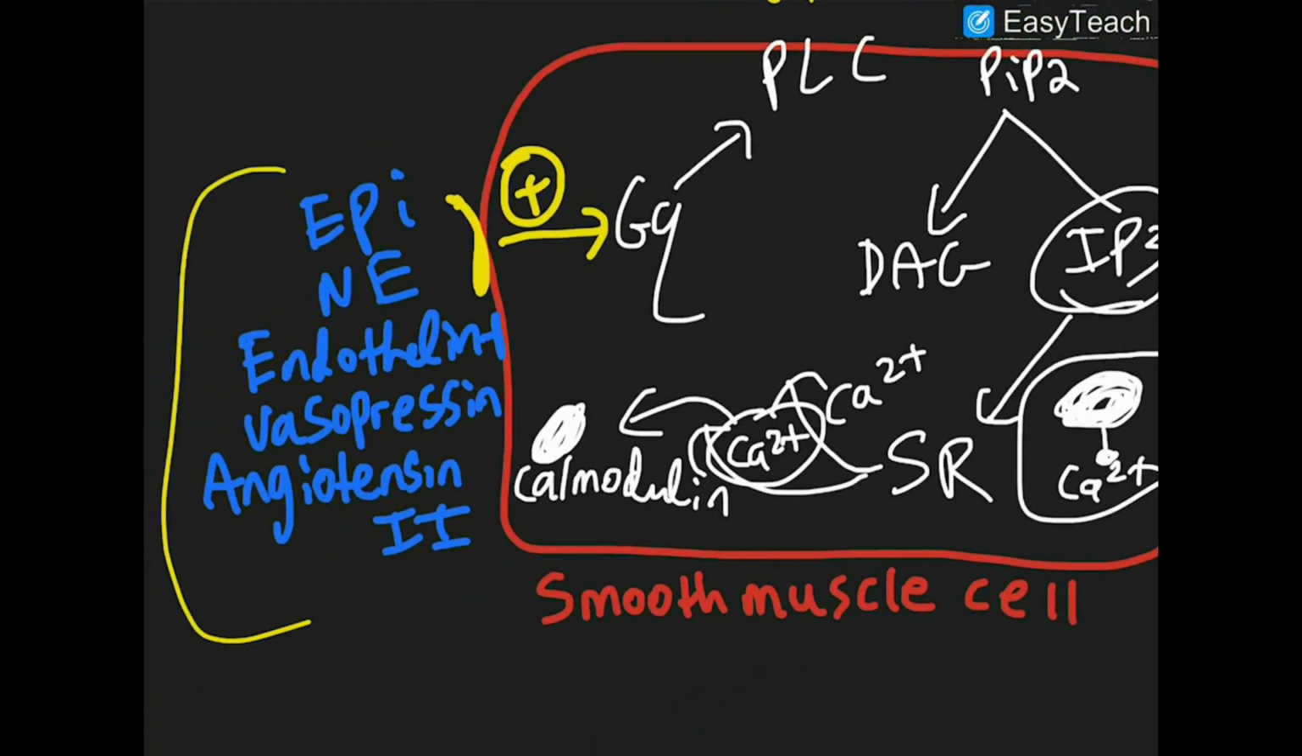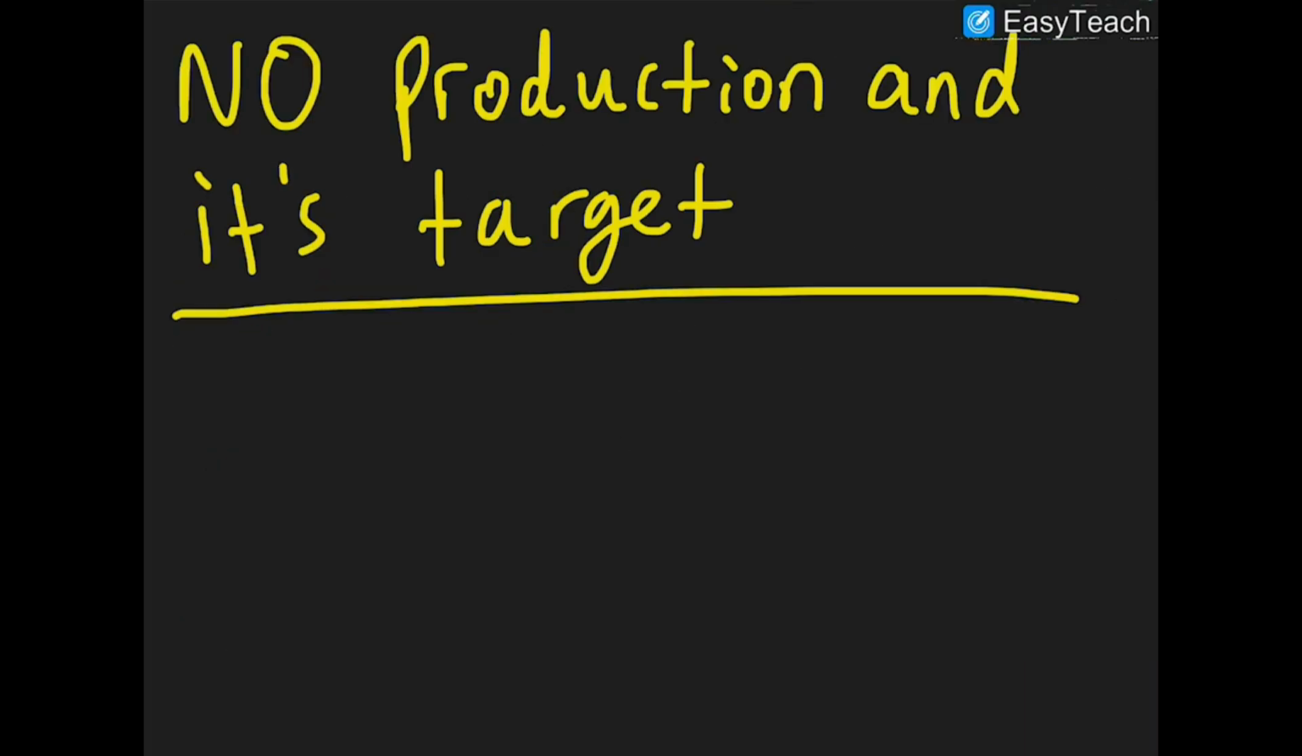So now that we know that biochemical pathway, that's going to help us a lot in terms of talking about nitrates and nitric oxide. Okay, so in fact, now that we know that, let's go talk about nitric oxide. All right, so nitric oxide production and its target. So how does nitric oxide get produced? Right, let's talk about that.